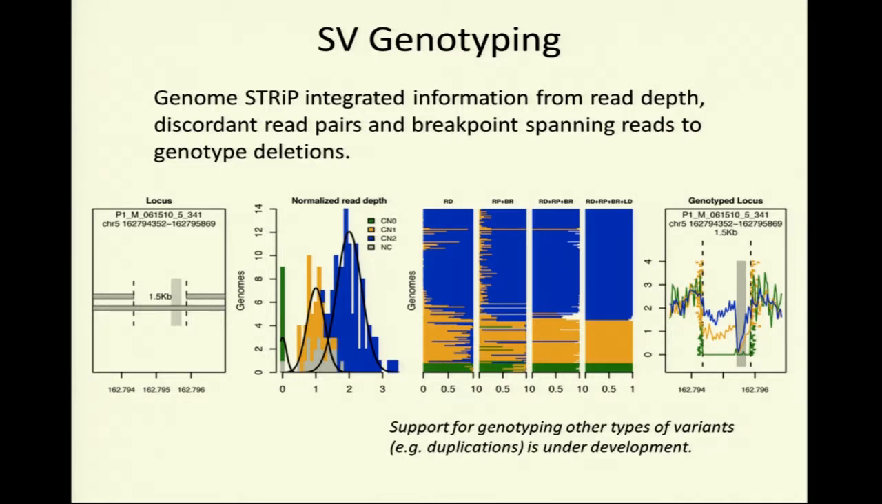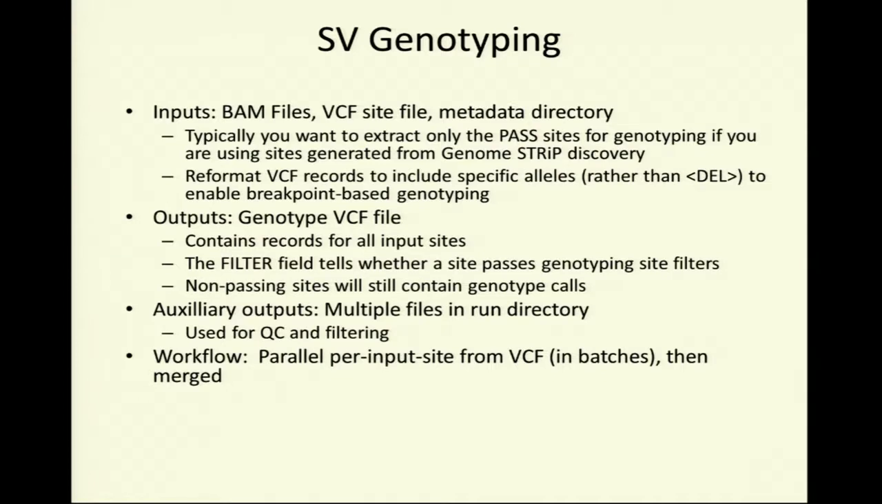This plot is showing how the likelihoods improve as we add each kind of data to get a full picture of the locus. And then we will look at this on a population basis to separate, in this case, the reference samples in blue from the heterozygous samples in orange and the homozygous deleted samples in green. For genotyping, again, the inputs are the BAM files, a site file, and then the pre-computed metadata. And what you get out is a genotype VCF file.